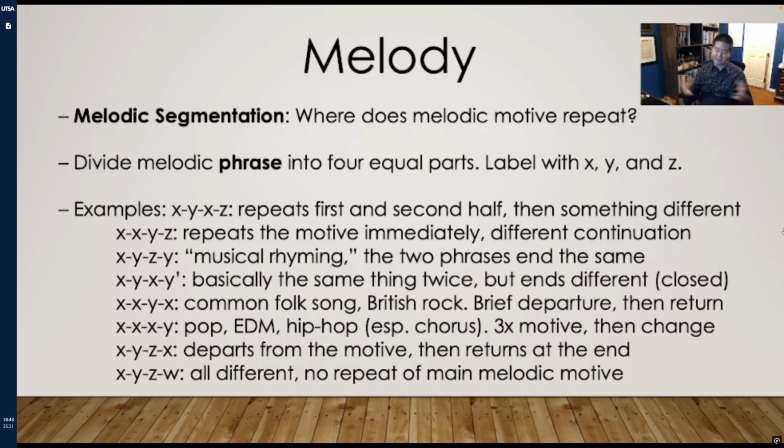X, X, Y, X, this one is very common in folk songs as well as British rock. If you think of the song Old MacDonald Had a Farm, you have Old MacDonald had a farm, E-I-E-I-O, and on that farm he had a dog, E-I-E-I-O. So X repeats again, then you get something different with a dun dun dun dun dun dun dun, all that stuff. Then it comes back to Old MacDonald had a farm, E-I-E-I-O. So X, X, Y, back to X at the end.